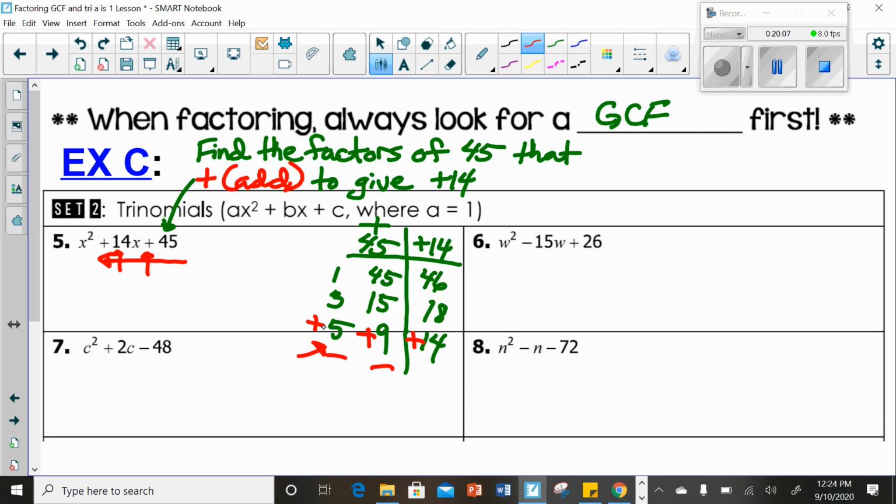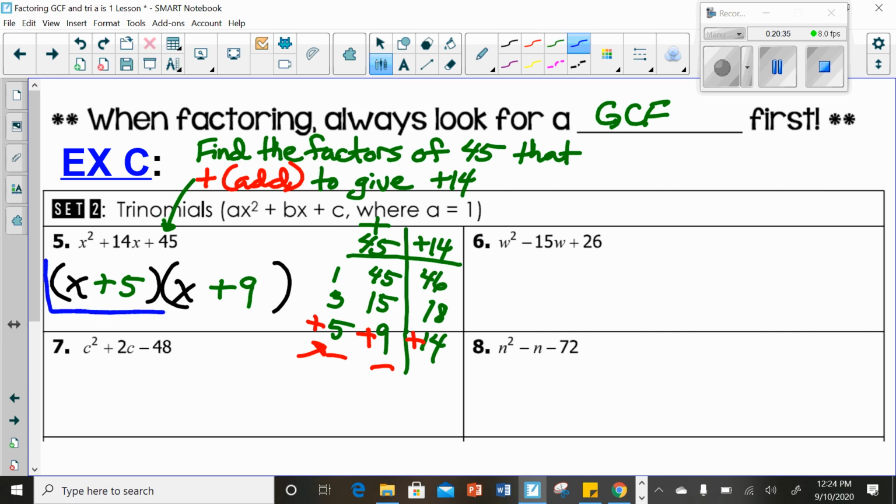And so once you have the factors and the signs, then all that's left is for you to write out your binomials. So the x squared becomes x and x. And then straight from your chart, you have a plus 5 and a plus 9. So put the plus 5 here and the plus 9 here. And then this becomes your final answer.